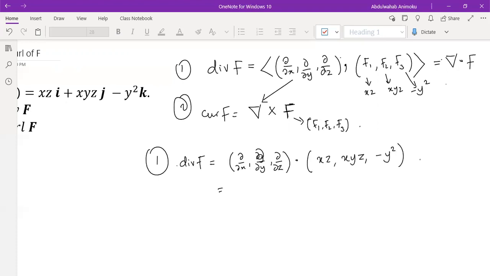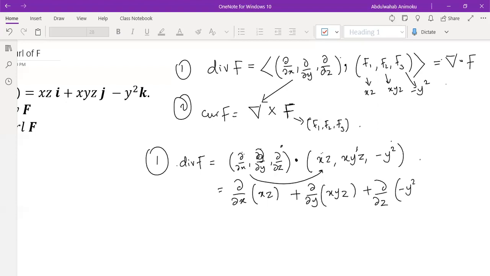Okay, so what is this? This is just d dx of the first component, xz, plus, that is how the dot product works, the product of this and this, plus the product of this and the second component, then the product of the third one and the third component. So the next one is d dy of xyz, and the last one is d dz of minus y squared. So this is what we call the divergence of f.